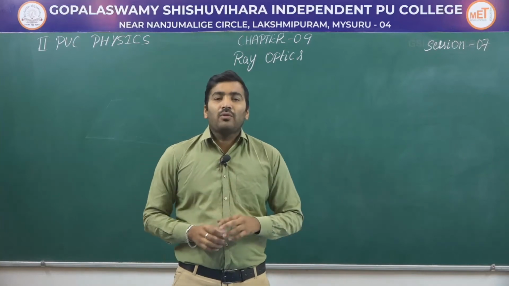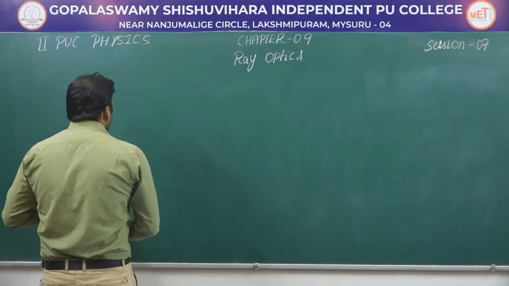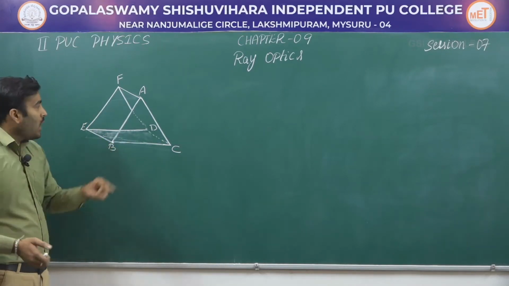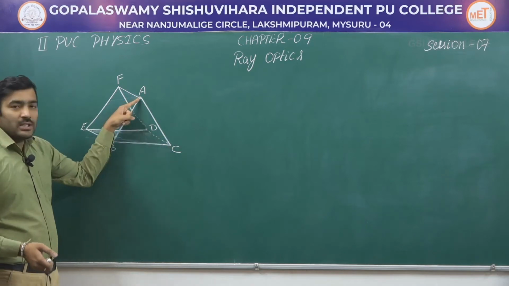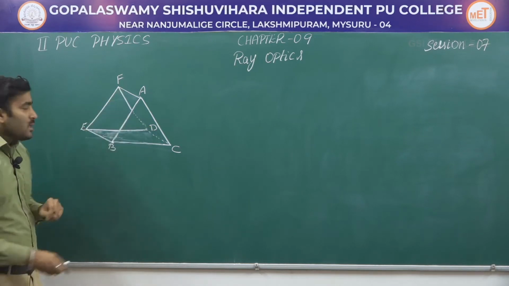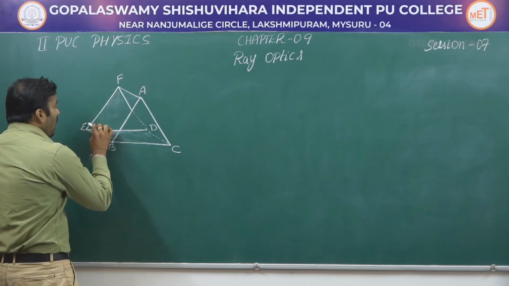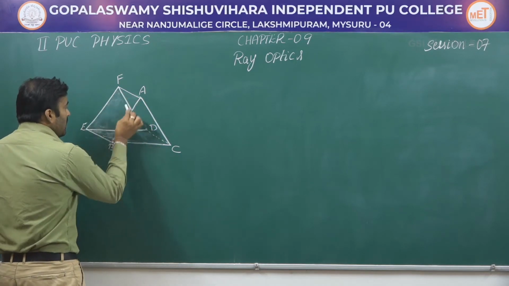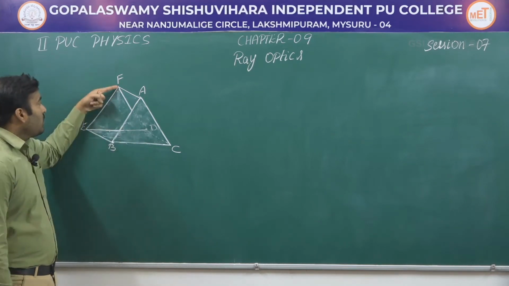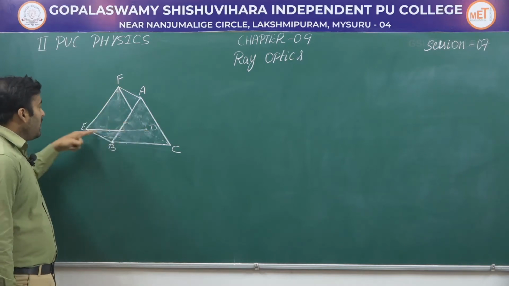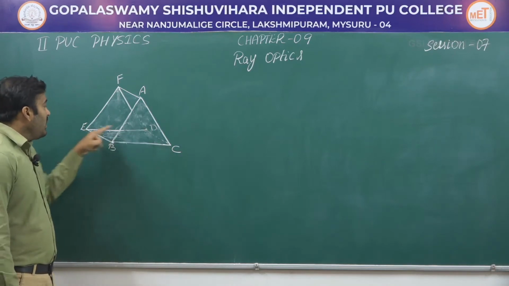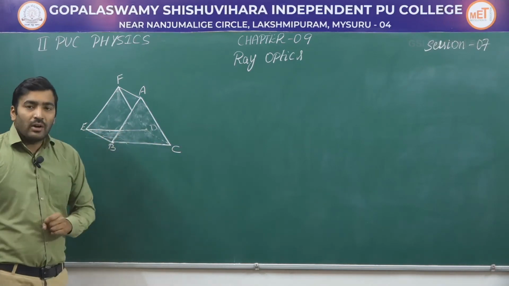Let me draw the diagram of the prism so you can understand it better. This is how a prism looks like. Totally it has 5 faces, out of which ABC is a triangular face, and EFD is also a triangular face, and these 2 faces are non-refracting faces. This face ABC is a non-refracting surface, and also the triangular surface DEF is non-refracting, and BCDE is also a non-refracting surface.